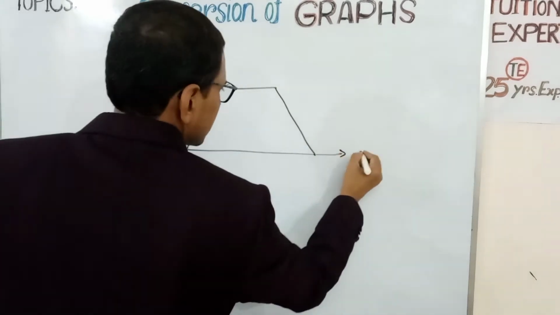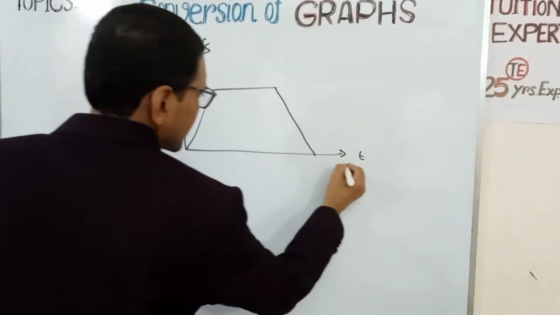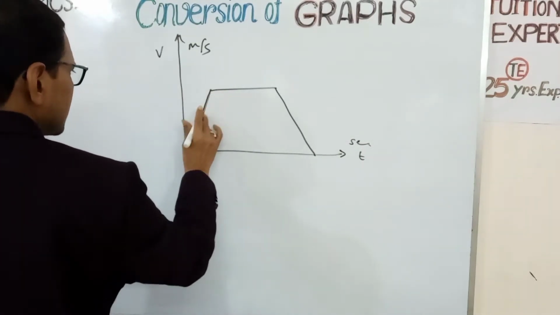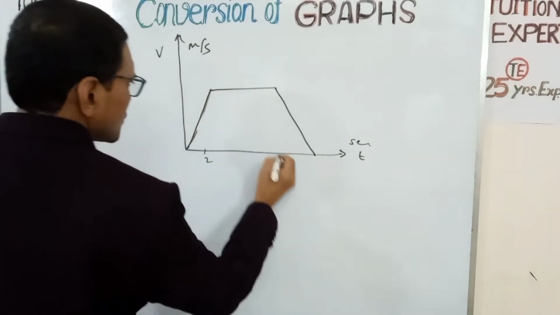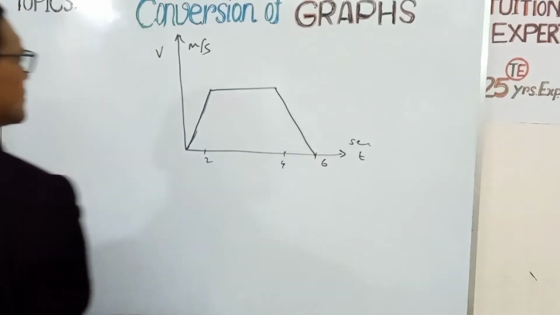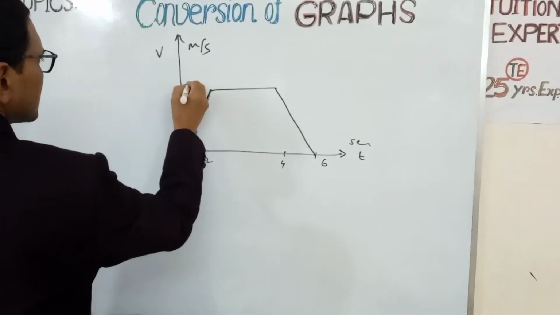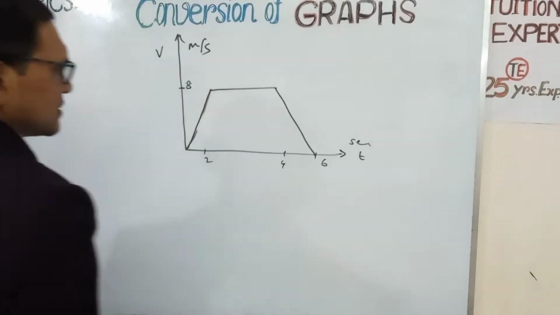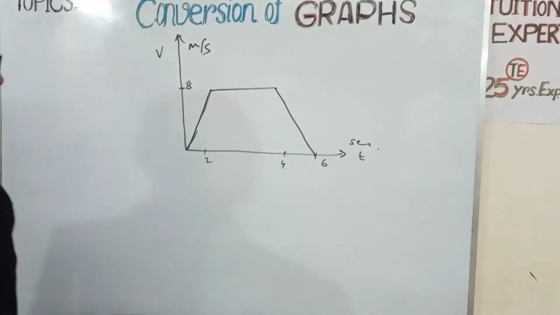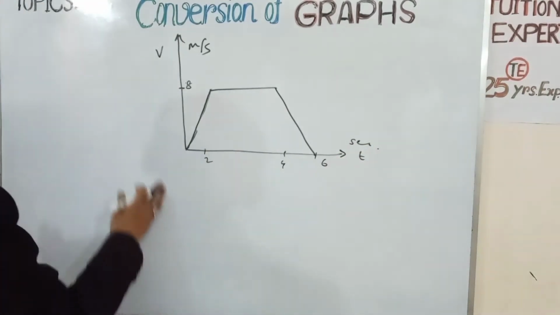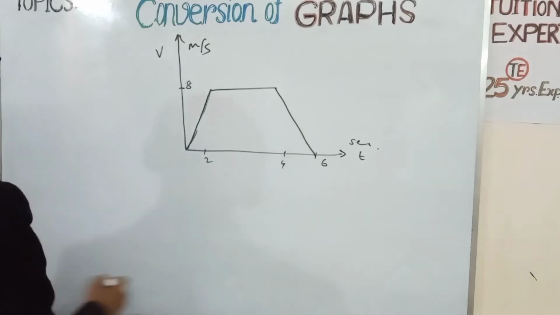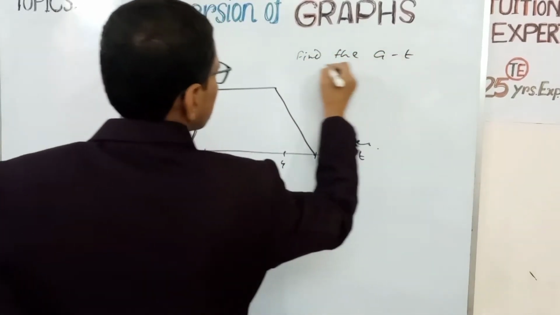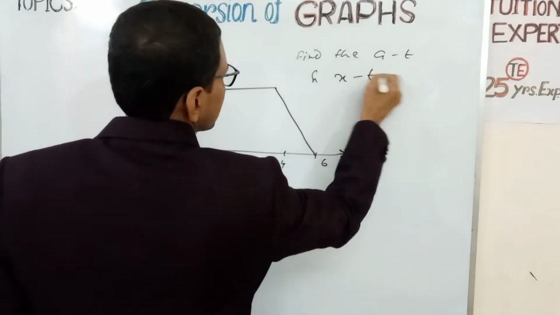V t, meter per second, this is second. Now suppose this is a straight line, with marks 2, 4, 6, and this is 8. Now you have to convert this vt graph into the at graph and the xt graph. Find the at and xt graph.